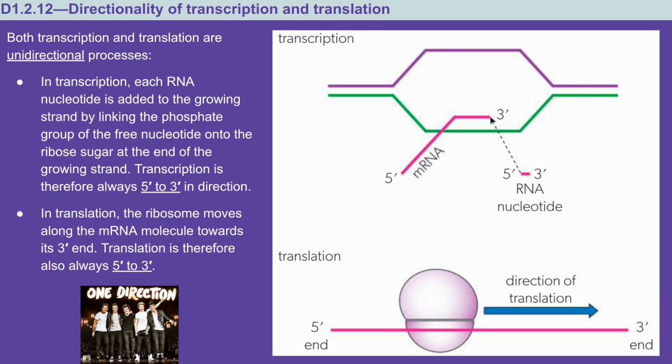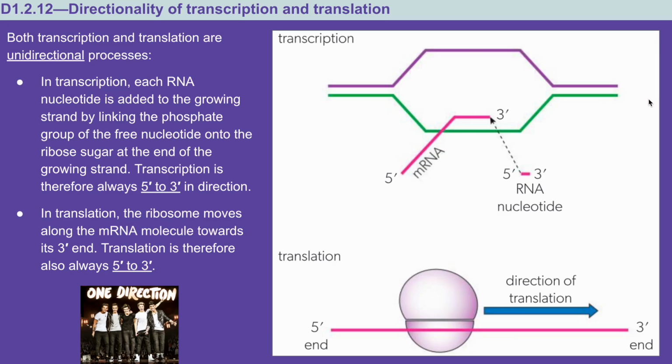Both transcription and translation are unidirectional processes, meaning they only go in one direction. And we have our one direction picture here to help us remember that. In transcription, each RNA nucleotide is added to the growing strand by linking the phosphate group of the free nucleotide onto the ribose sugar at the end of the growing strand. Transcription is therefore always going to be in a 5' to 3' direction. This is the exact same direction that we saw in DNA replication. It's always going to have another nucleotide added to the 3' end so it can grow in a 5' to 3' direction.